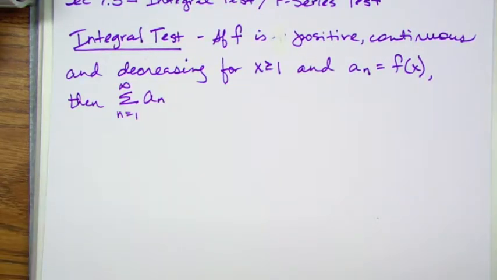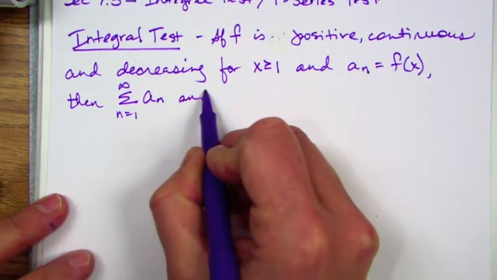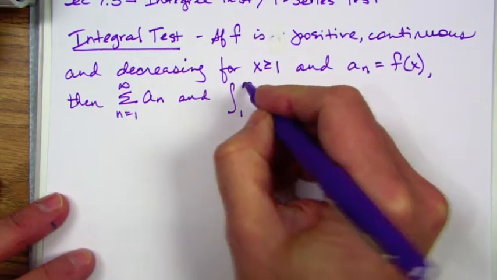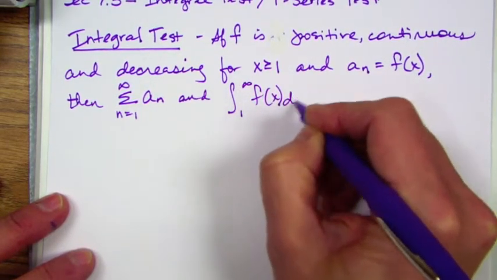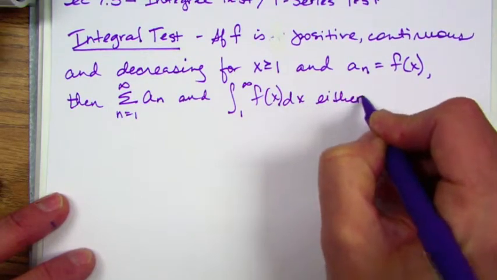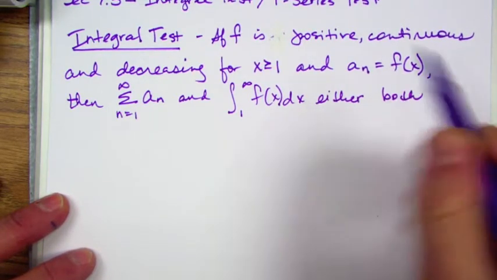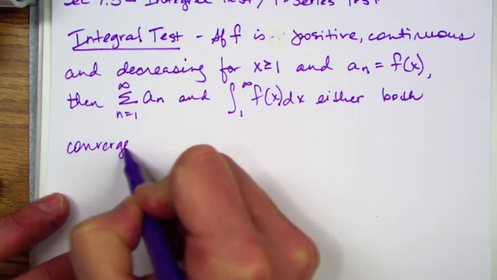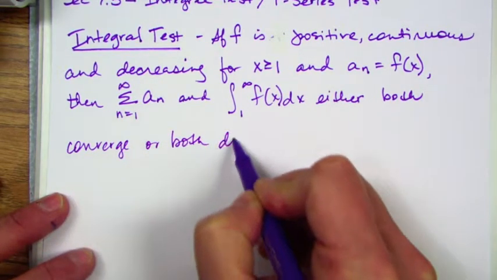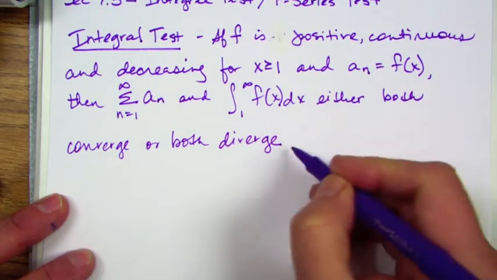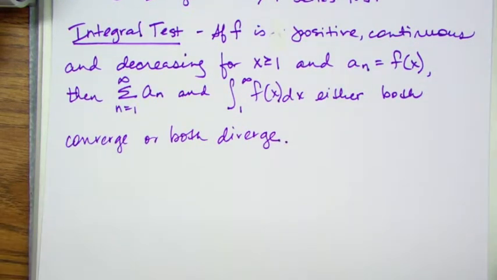If f is positive, continuous, and decreasing for all x greater than or equal to 1, and a sub n equals f of x, then the series from n equals 1 to infinity of a sub n and the integral from 1 to infinity of f of x dx either both converge or both diverge, because of the reasons that we've been beating like a dead horse for the past 20 minutes.